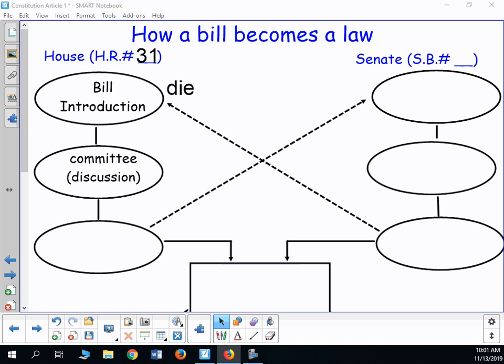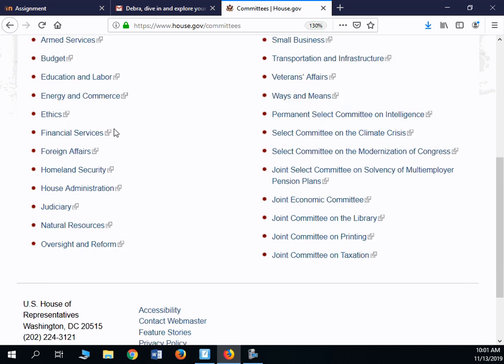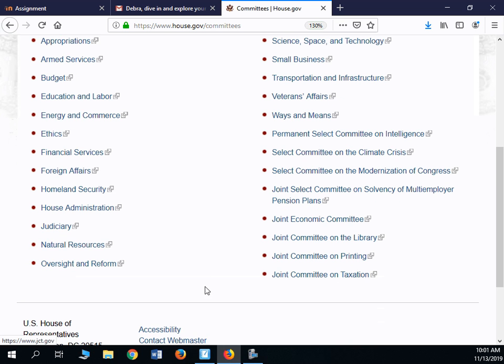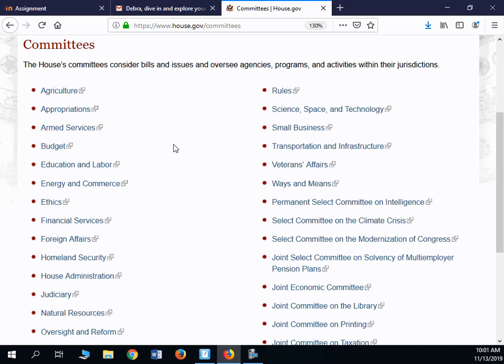Let me show you the different committees that exist. Give me a second, and I'm going to bring it over. There we go. You can see there's a number of committees that we can look at, and their job is to study the bill to fully understand it.